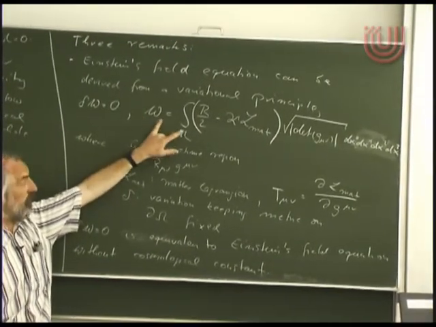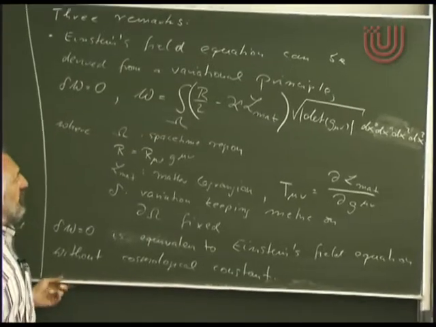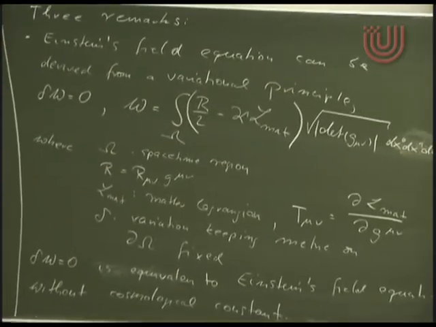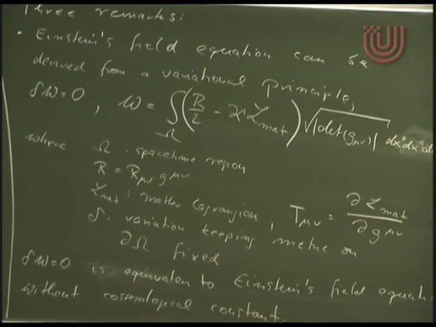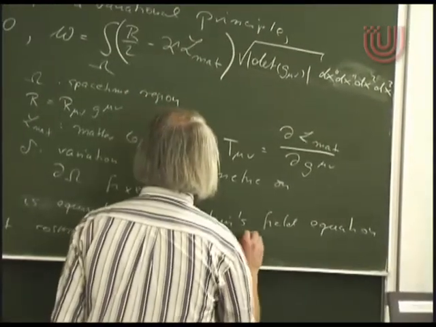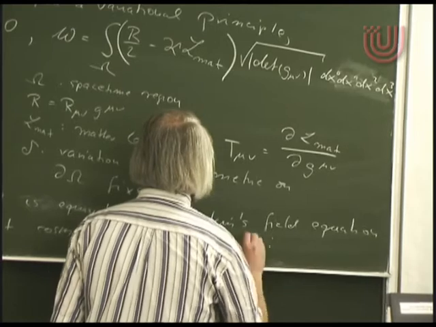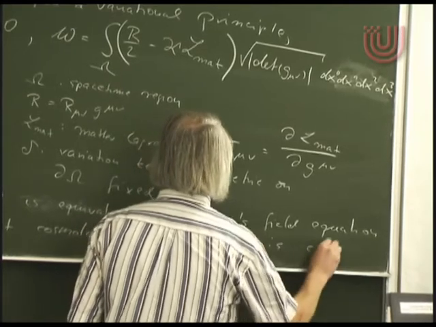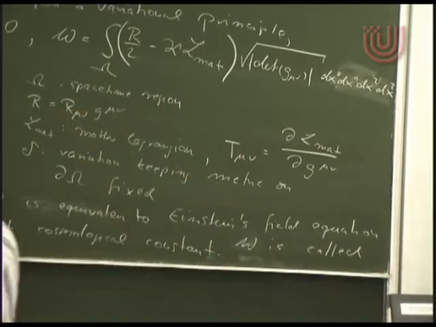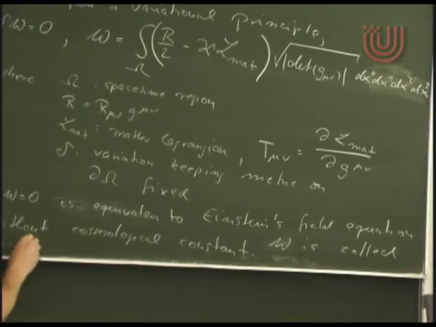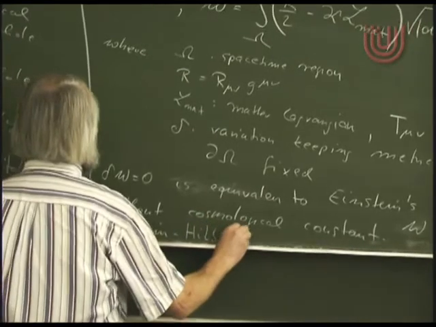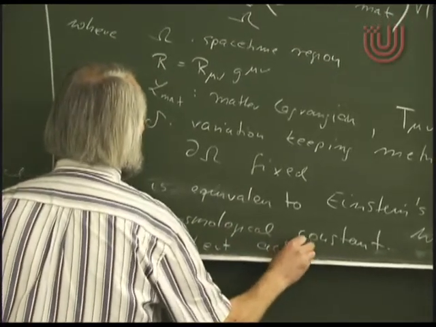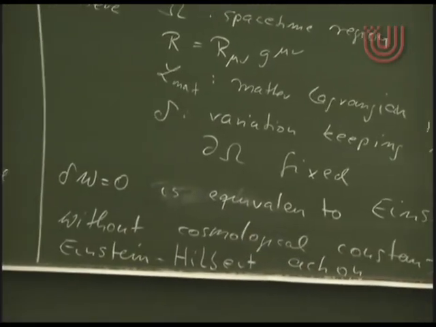So this variational principle, this action functional, is known as the Einstein-Hilbert action, and that's certainly justified. So W is called the Einstein-Hilbert action. It was in 1915 that Hilbert found this.